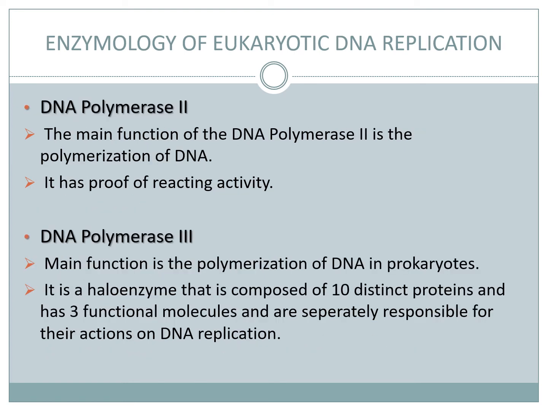Then is the DNA polymerase 2. The main function of the DNA polymerase 2 is the polymerization of the DNA. It does its proofreading activity, which means checking whether all the nucleotides are encoded properly in the chain, or if there are any mistakes in the DNA replication.